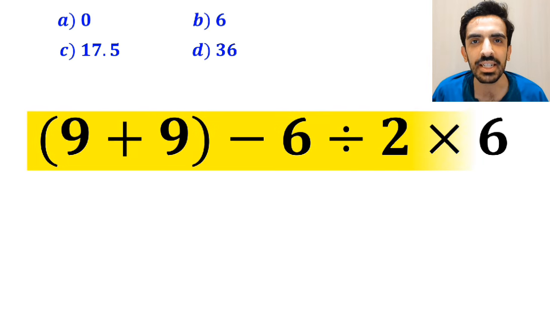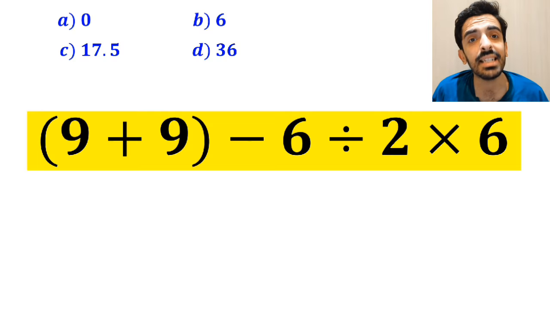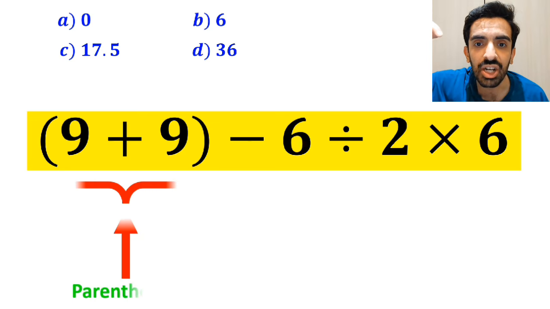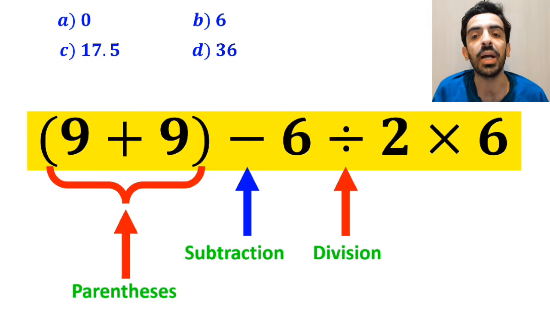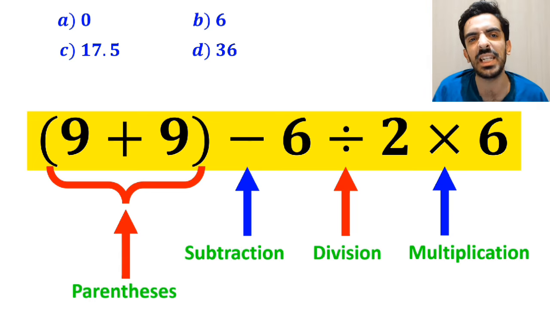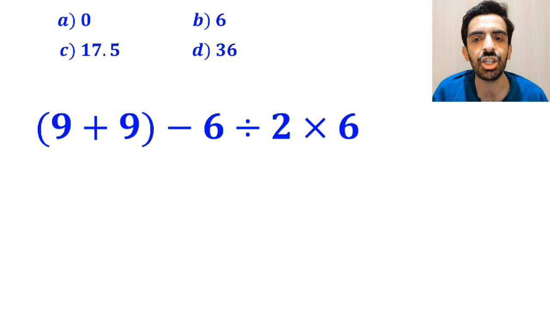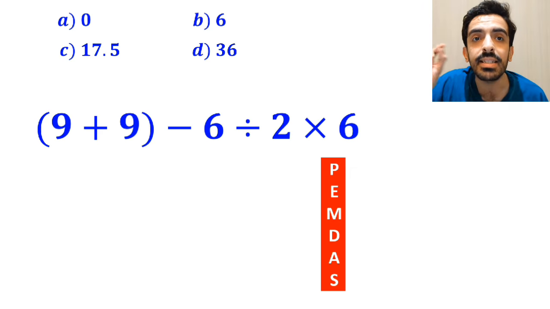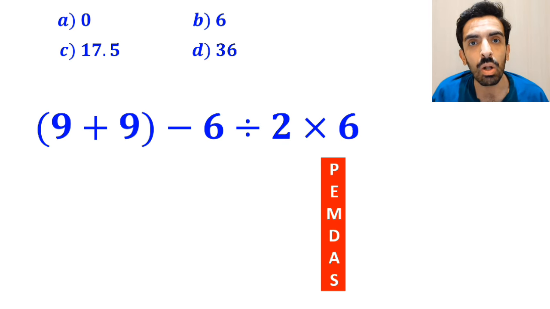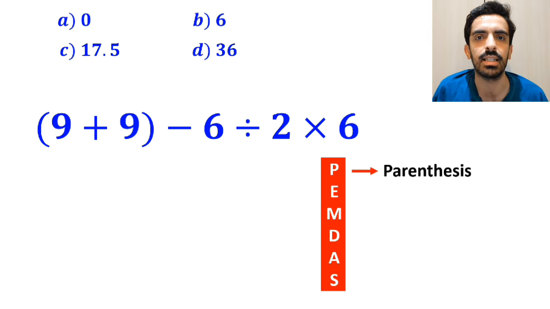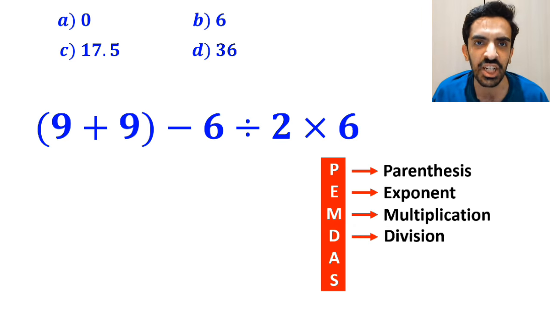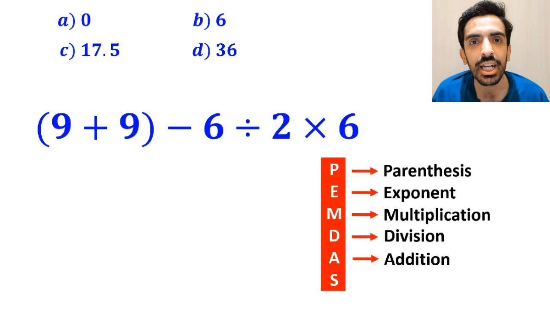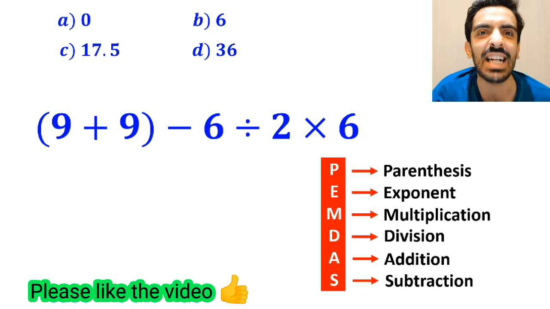Now let's solve this expression step by step correctly. As you can see on the screen, in this question, first we have a parenthesis, then a subtraction sign, followed by a division, and finally a multiplication. To solve this question, we need to follow the PEMDAS rule step by step. In this rule, P stands for parenthesis, E stands for exponent, M stands for multiplication, D stands for division, A stands for addition, and S stands for subtraction.